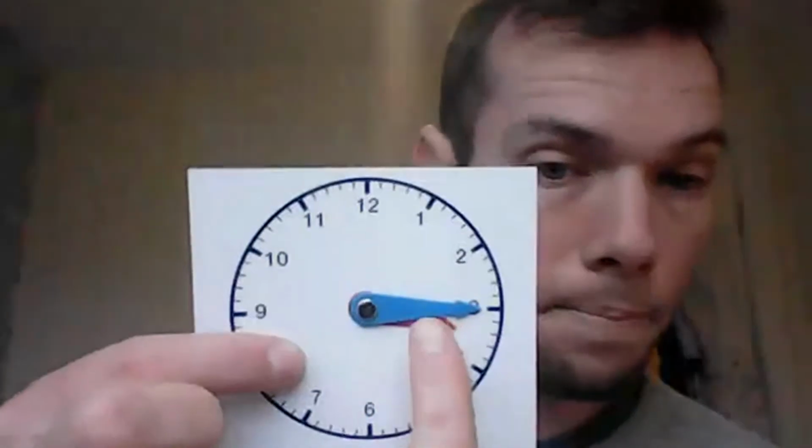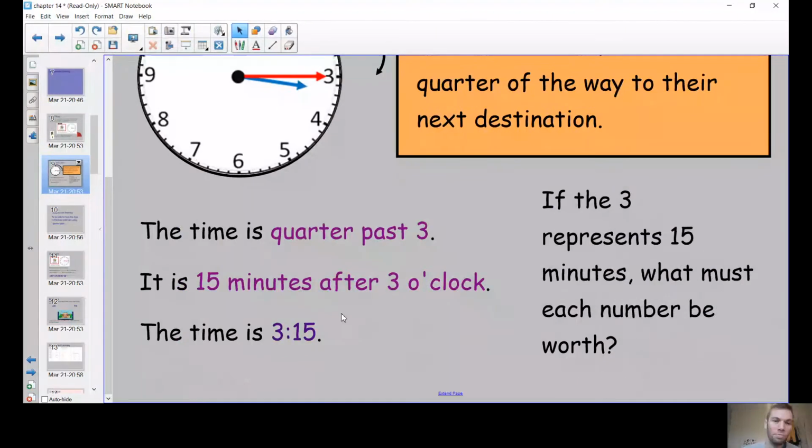So 3:15, or I can say it's 3:15, or I could say it's 15 minutes past 3. There are different ways of saying the time. Okay, let's go back to my whiteboard to help us out.